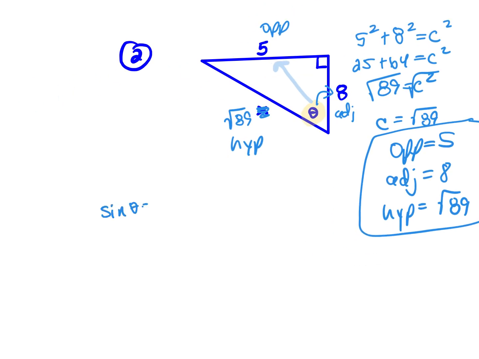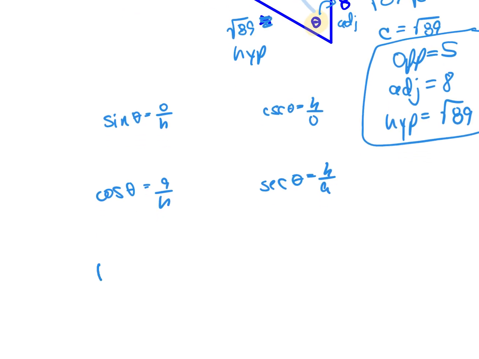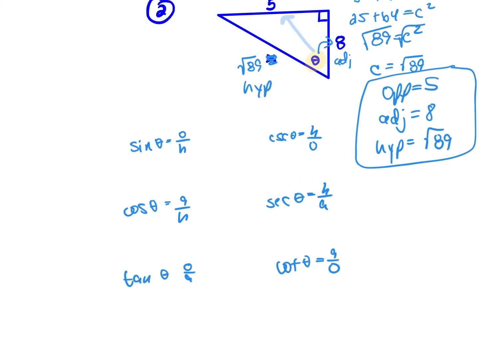Sine of theta is opposite over hypotenuse. So cosecant theta is hypotenuse over opposite. Cosine theta is adjacent over hypotenuse. So secant theta is hypotenuse over adjacent. Tangent theta is opposite over adjacent. Cotangent theta is adjacent over opposite. Again, I know you guys know this, but the more we write it, the easier it gets.